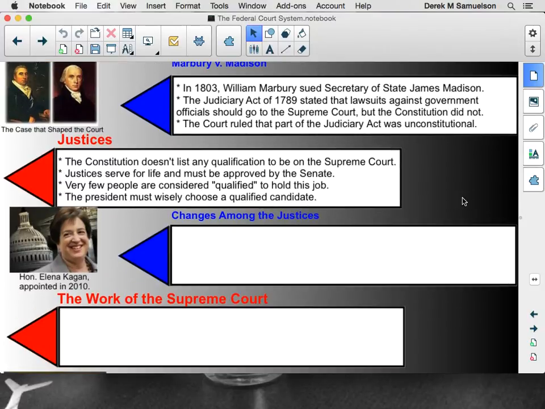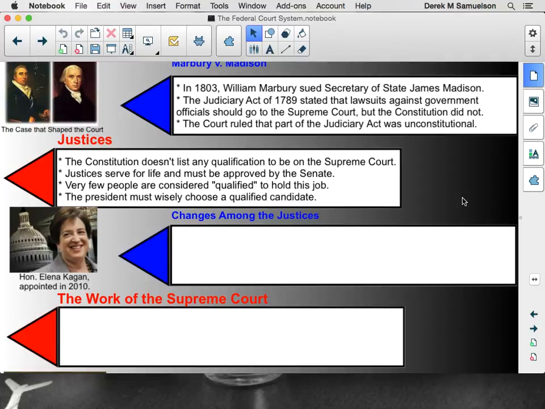All right, justices. Now, the Constitution of the United States doesn't list any qualifications to be on the Supreme Court. Okay, it's not like we saw in the House of Representatives where you have to be 25, or Senate where you have to be 30, or President where you have to be 35, or different levels of citizenship, or where you were born, or how long you've been in the United States. We don't have any of that. It's not there for the United States Supreme Court.